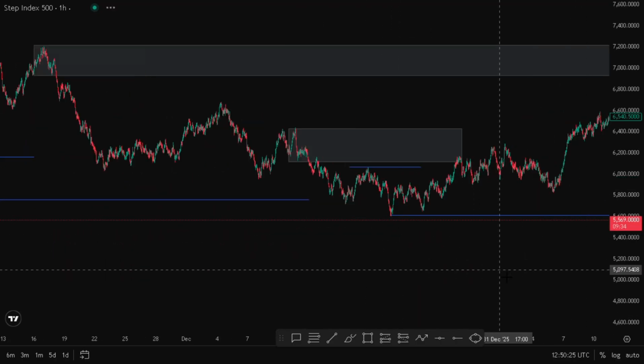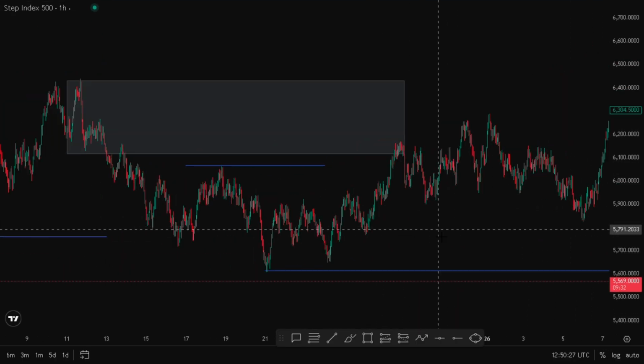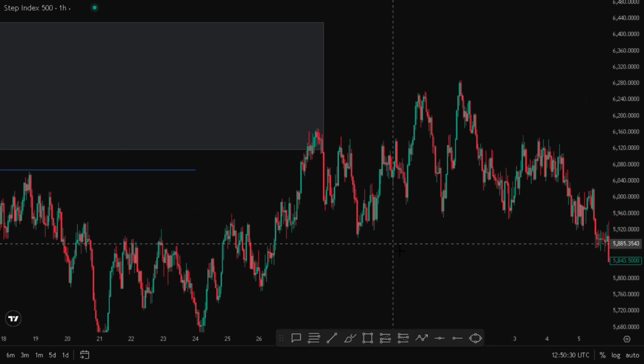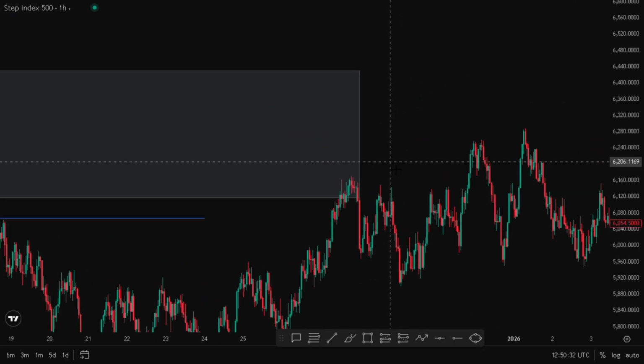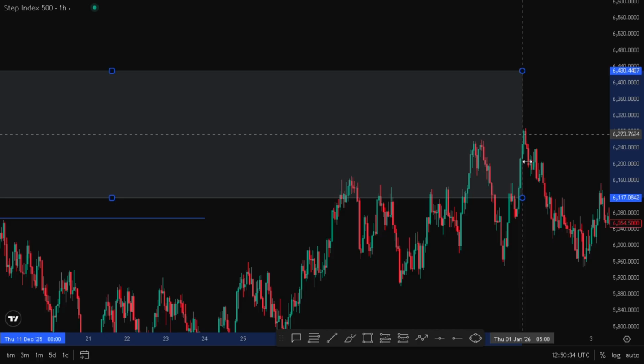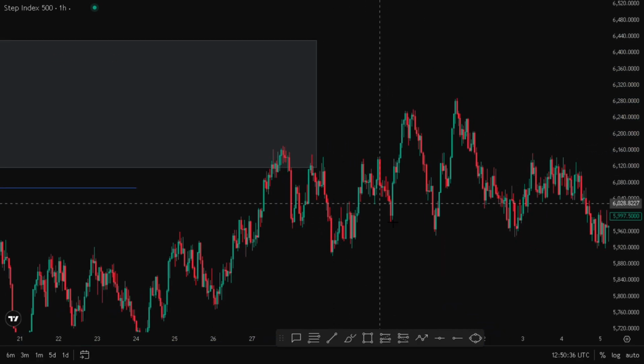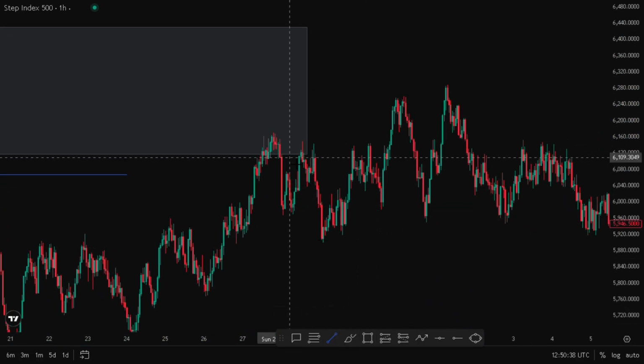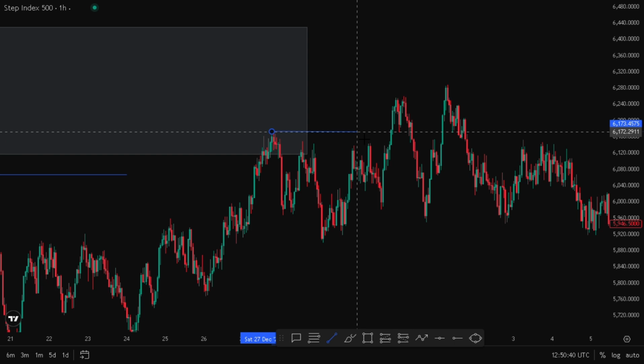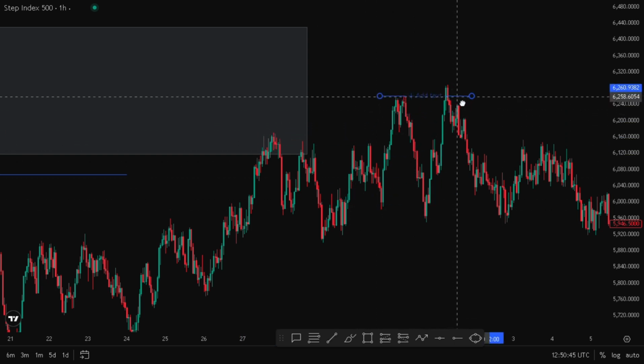Remember, this is Step Index, and I just want to use it to show you that it happens, and the concept works. SMC works in all instruments. So you can see this is the obvious last break of structure that the market did. Then after that, the market came back and also did this one.